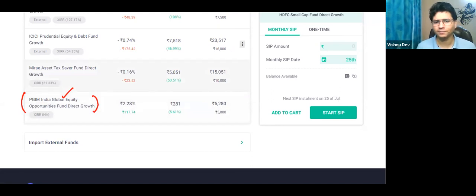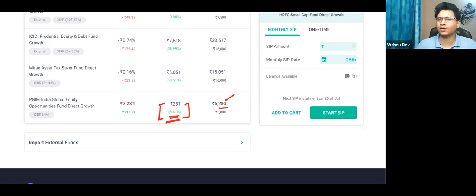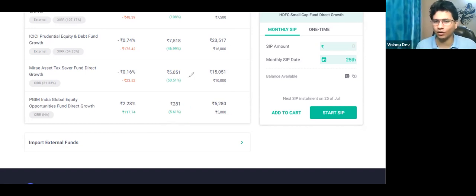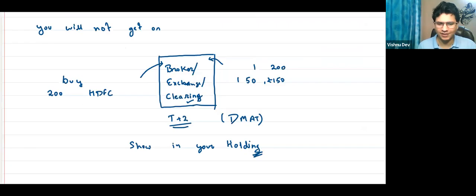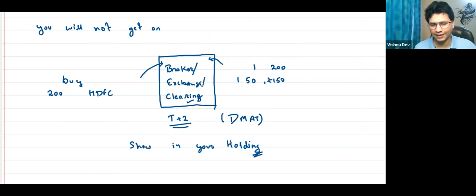Because I invested this only 3-4 days ago, like Monday, in 1 week it is giving me 5.61%. I invested 5,000 and it is now 5,280 rupees. So you have to analyze which mutual fund is good. You cannot randomly put your money anywhere. You may have losses. So I guess all of you understood the meaning of CAGR in terms of stocks, and XIRR is the same for mutual funds.